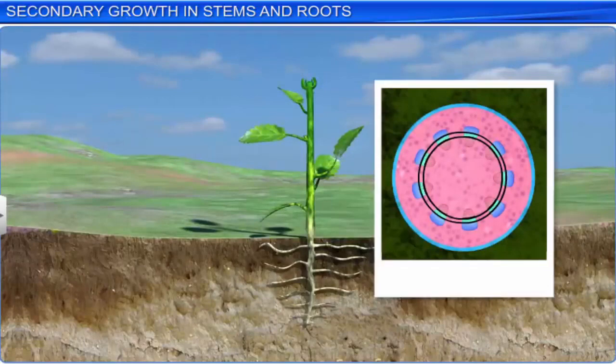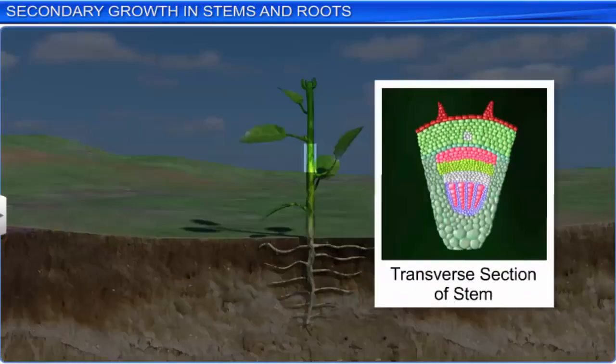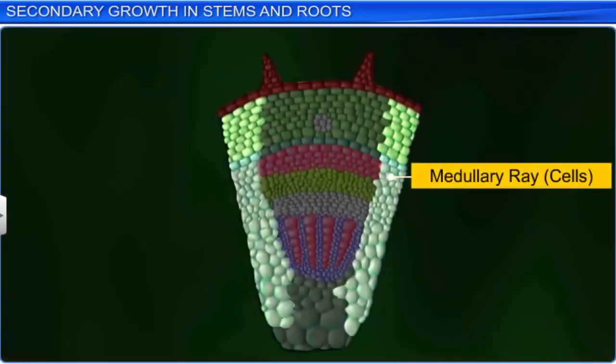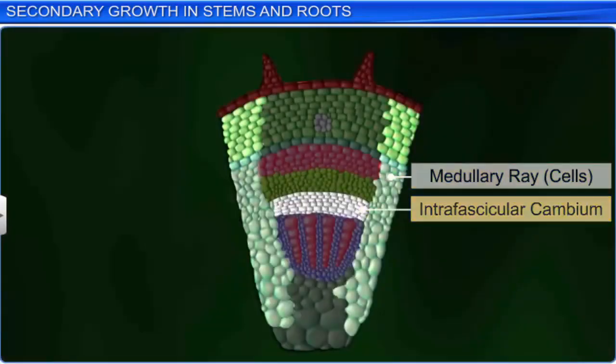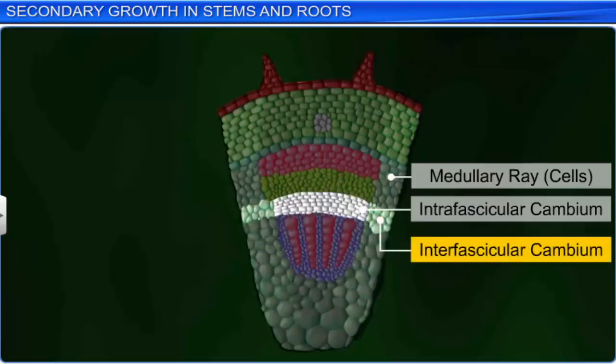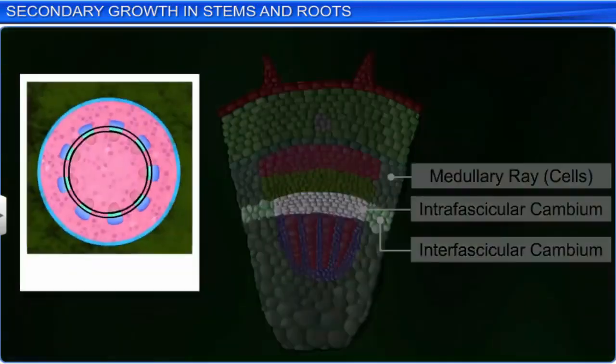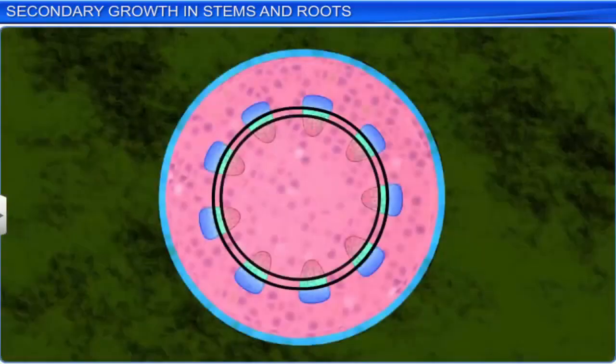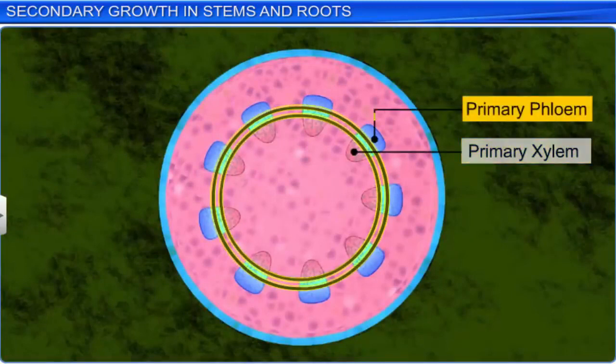When the secondary growth of a stem begins, a process of differentiation takes place in the cells of the medullary rays. These cells, located next to the intrafascicular cambium, become meristematic in nature and lead to the formation of the interfascicular cambium. Thus, the fusion of intrafascicular cambium and the interfascicular cambium results in the formation of a continuous ring of cambium or the cambial ring. At this stage, the cambial ring has primary xylem on its inner surface and primary phloem on its outer surface.